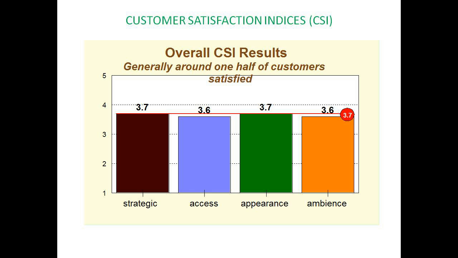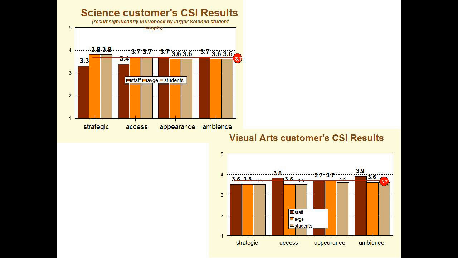Now, if we summarise a lot of the results into 4 strategic areas, we can look at the summary of these results, these 5-point Likert scales, the quantitative data, and put it into customer satisfaction results. So if we do that, this is for all customers, we can see that strategic we've achieved a 3.7, access we're just under, appearance 3.7, and ambience 3.6. So if we look at it overall from a customer satisfaction summary of indices, the buildings have performed remarkably well.